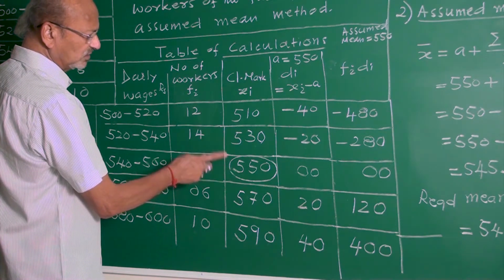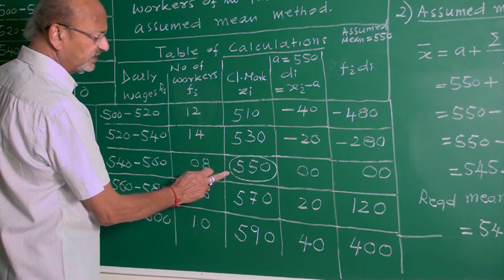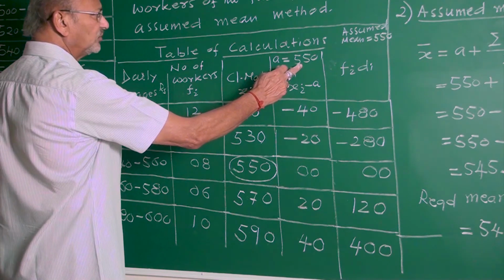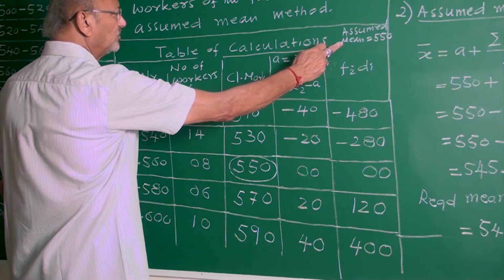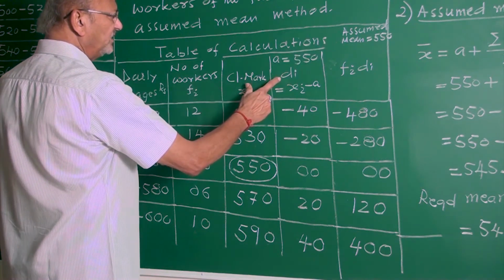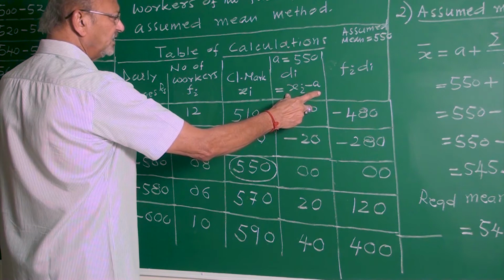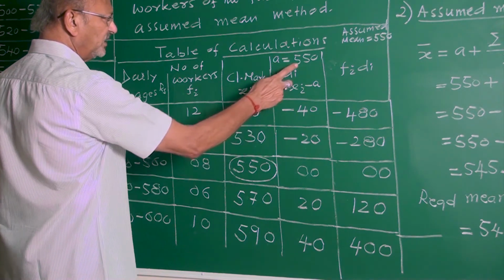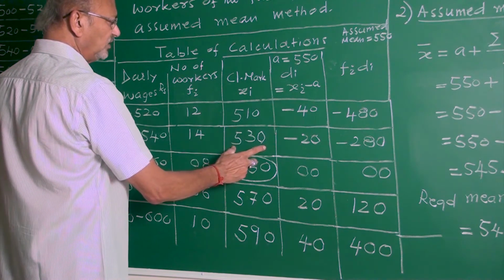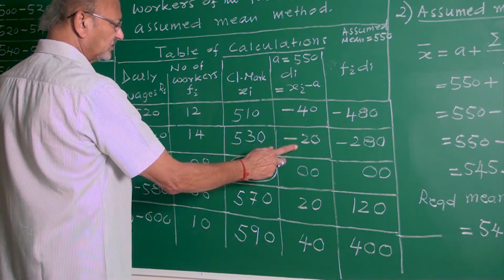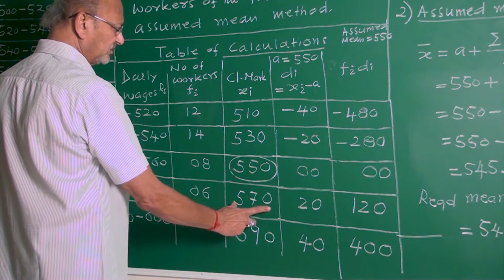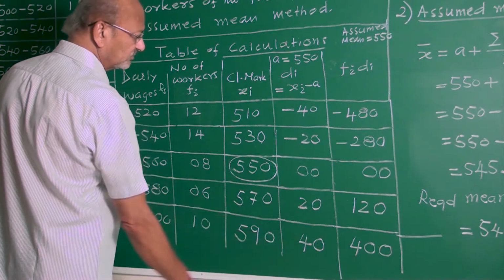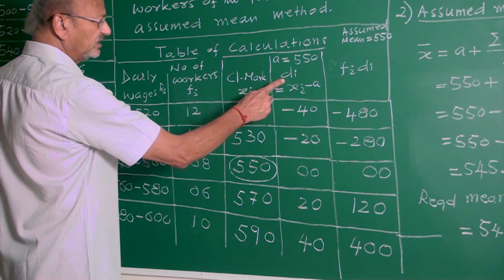What is the middle value? There are 5. The third one is the middle, whose value is 550. So A is 550, which is assumed mean. Find Di equal to Xi minus A in each case. This is 510 minus 550, 530 minus 550, 550 minus 550, 570 minus 550, 590 minus 550. This is what, my friend, Di.